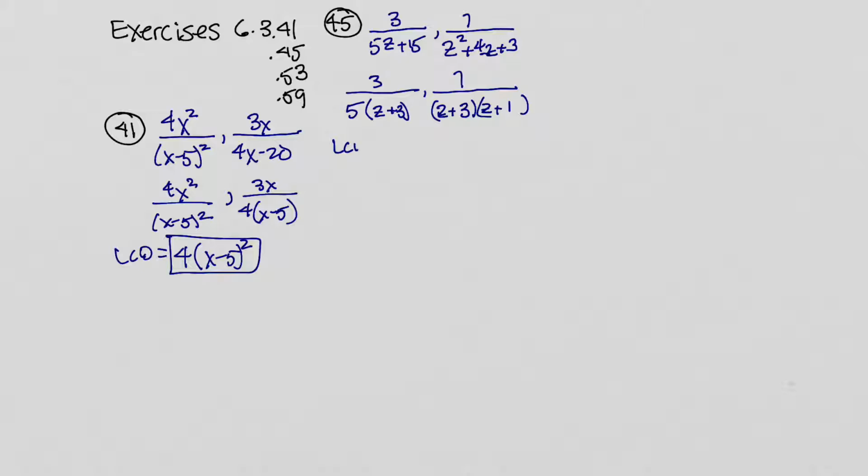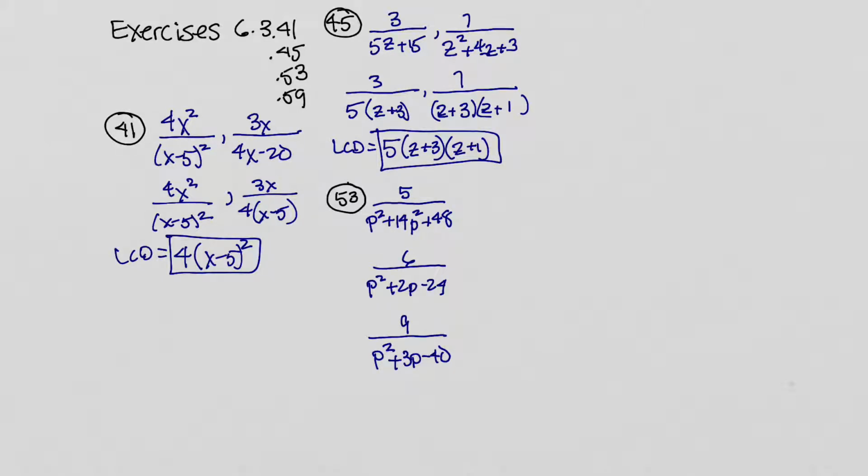And now I can see that the LCD is going to be, we're going to have that 5, so the 5 appears. We've also got a z plus 3 here and 1 here, but it's just to the first power, so we're going to get z plus 3. And we've also got this z plus 1. So let's include that one, z plus 1. So there's our LCD here.